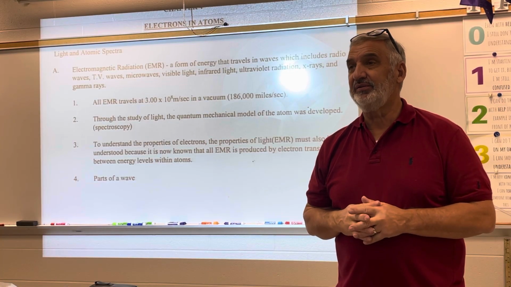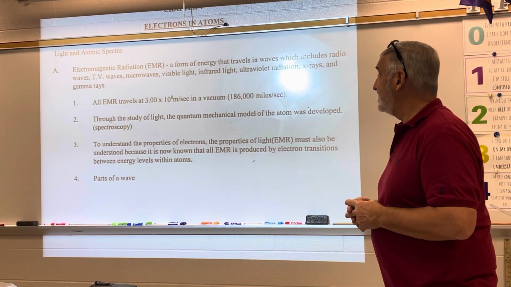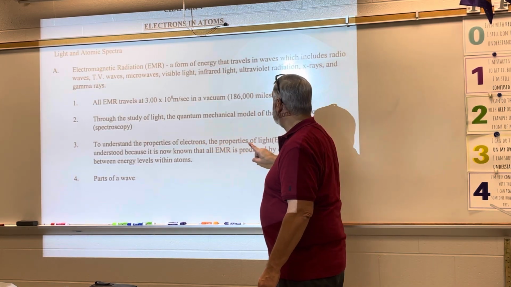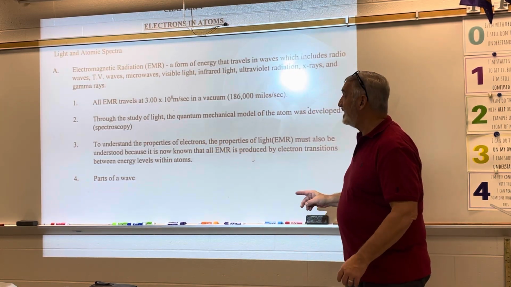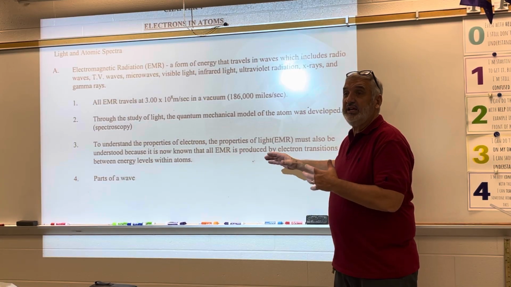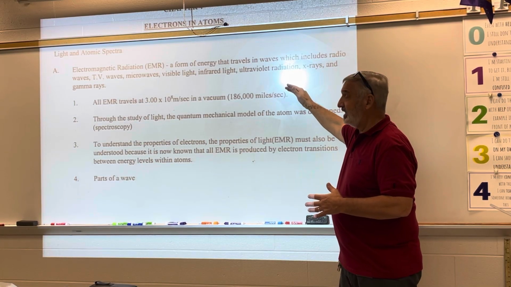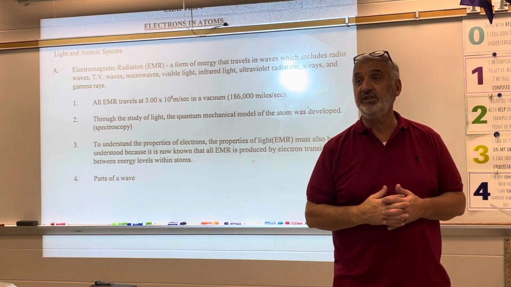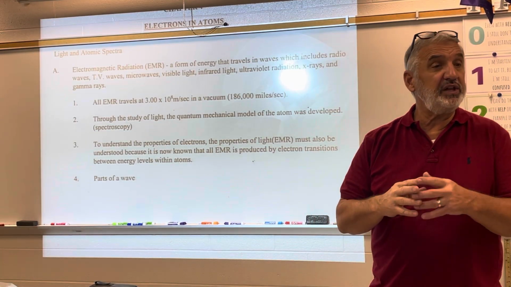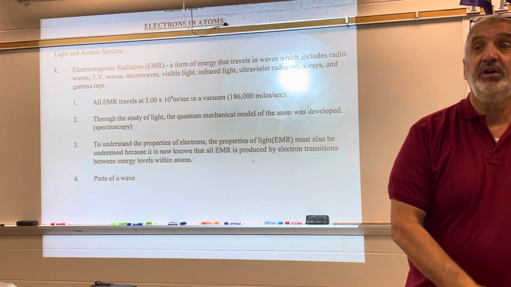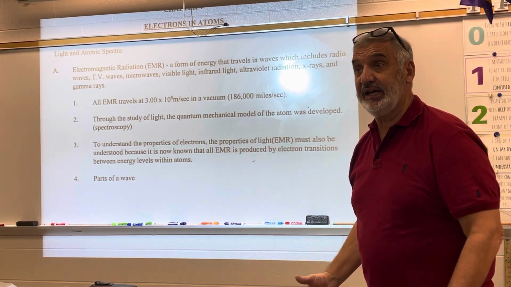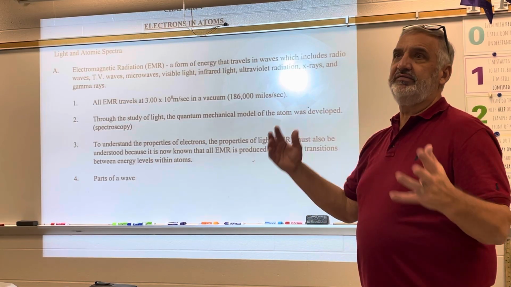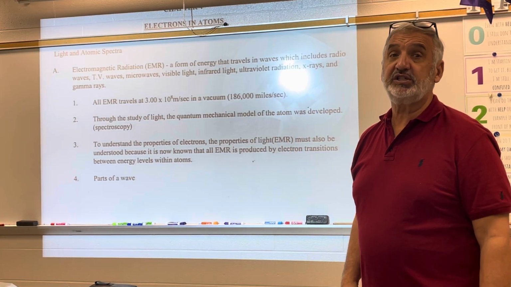The reality is that in order to understand the properties of electrons, we have to understand the properties of light, because we're going to find that all light, all EMR, all electromagnetic radiation is produced by electrons transitioning between these energy levels. So before we can really understand electrons, we have to understand the nature of light. And light has been a mystery for all of time, and it's still pretty much a mystery.